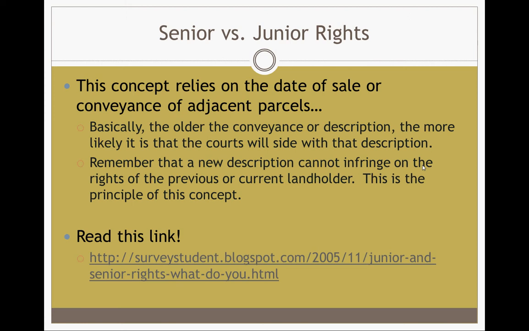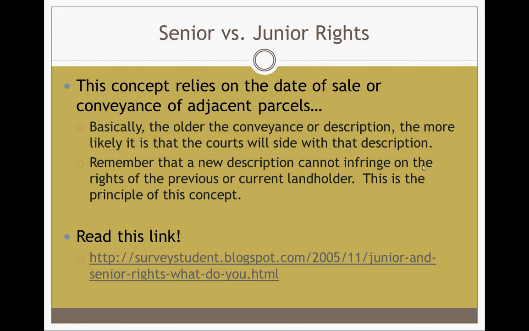Now, a little bit about junior and senior rights. It uses the term senior rights, so I wanted to give you a little extra information. Basically, this concept relies on the date of sale or conveyance of adjacent parcels. So basically, the older the conveyance or description, the more likely the courts are to side with that description, it being a senior right, it being there before. Now remember that a new description cannot infringe on the rights of a previous current landowner. I can't create a new boundary and have it infringe on the rights of an old boundary owner. That just doesn't make sense. I can't just create a new boundary and infringe on someone else's rights without it being conveyed.